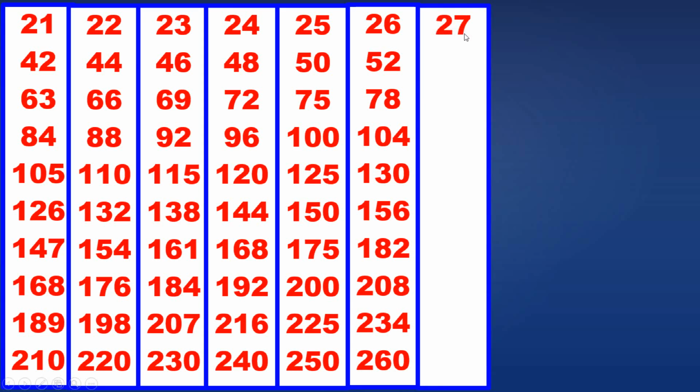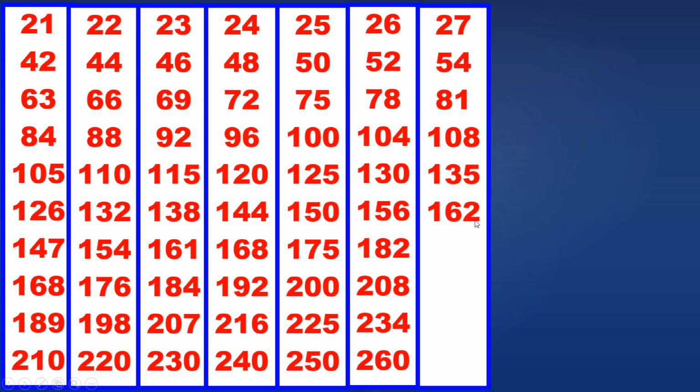27 times table. 27 times 1 is 27. 27 times 2s are 54. 27 times 3s are 81. 27 times 4s are 108. 27 times 5s are 135.